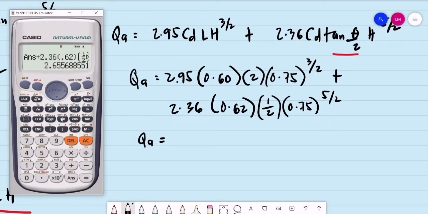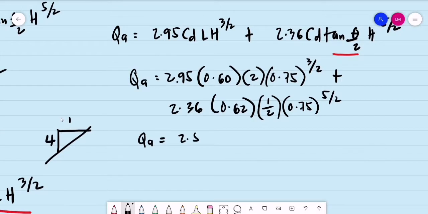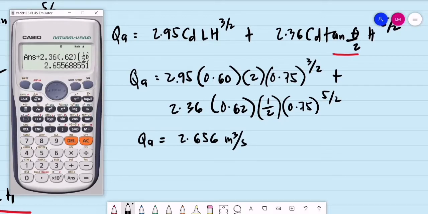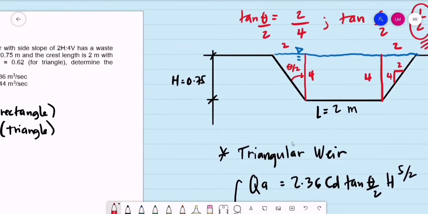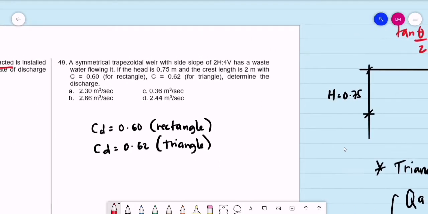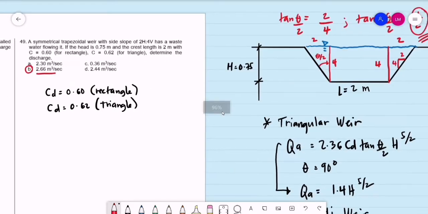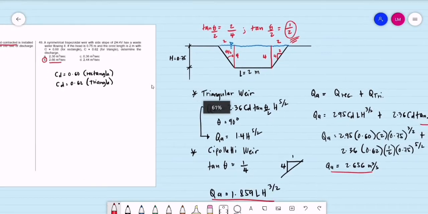That is 2.656 cubic meters per second. Tama ba? 2.656 cubic meters per second. So let us check if we have this value in the choices for problem number 49. Okay, 2.656, that will be letter B, the closest, 2.66. So this is our solution for problem 49, trapezoidal weir.